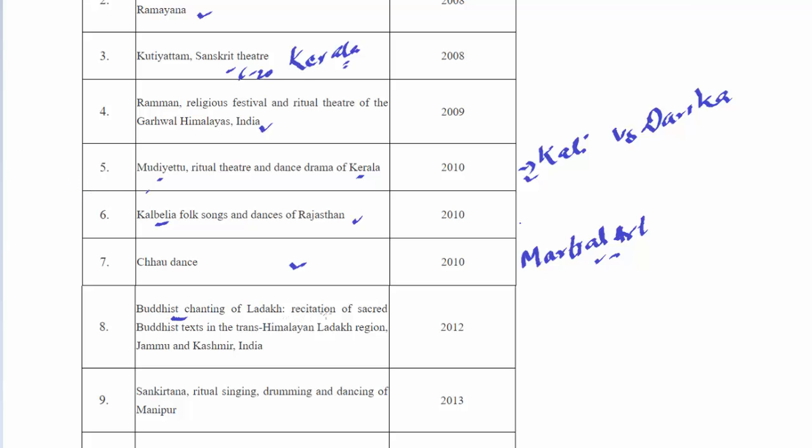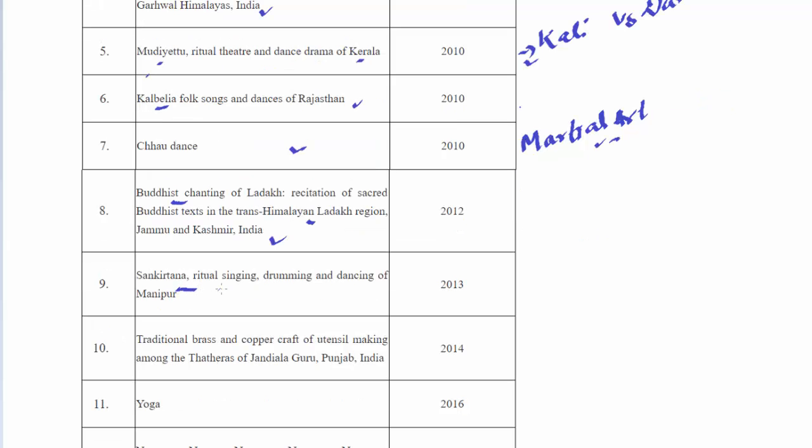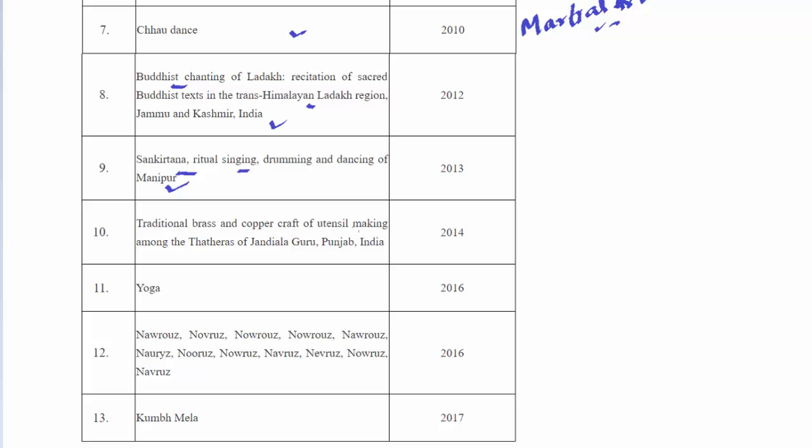Next is Buddhist chanting of Ladakh, recitation of sacred Buddhist texts in the Himalayan Ladakh region, Jammu and Kashmir, India. Sankirtana, it is a ritual singing, drumming and dancing of Manipur. Now, not only do you have to remember the elements, but also their specific features, because it may be asked that Sankirtana belongs to Manipur, what people do in Sankirtana. So you need to know the specifics of the elements. Next is traditional brass and copper crafts of utensil making among the Thatheras of Jandiala Guru, Punjab. It is also mentioned in NCERT, so it is important.